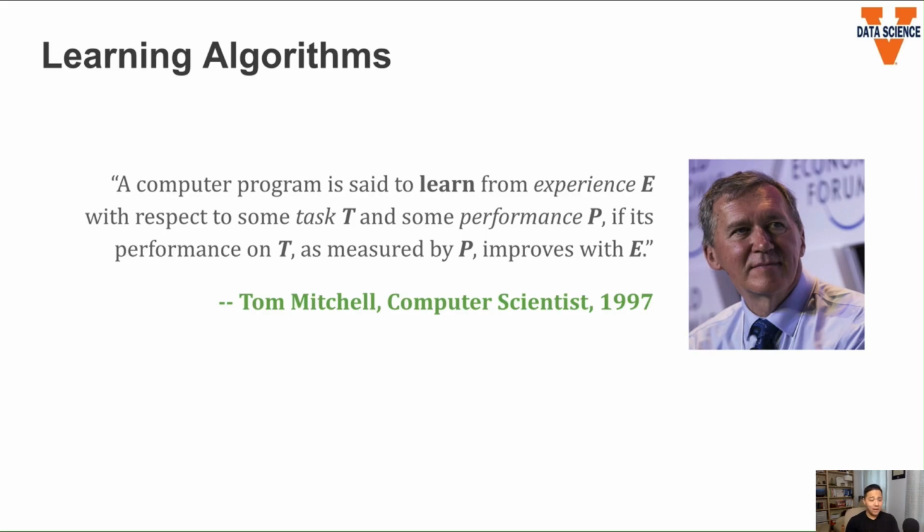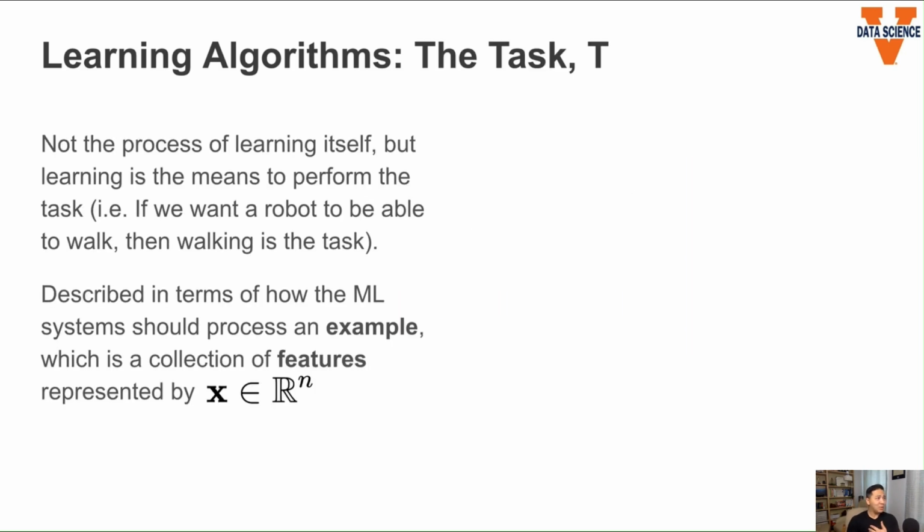That's a bit of a mouthful, but let's break it down into what is meant by T, P, and E here. Let's talk about the task first. The task in this definition is not the process of learning itself, but learning is a means to perform the task. For example, if you want a robot to be able to walk, then walking is the task. Learning to walk is a means to achieve that task. And a task is described in terms of a machine learning system as a process of an example, which is a collection of features, and we typically represent it by a vector x, an n-dimensional vector x with real numbers.